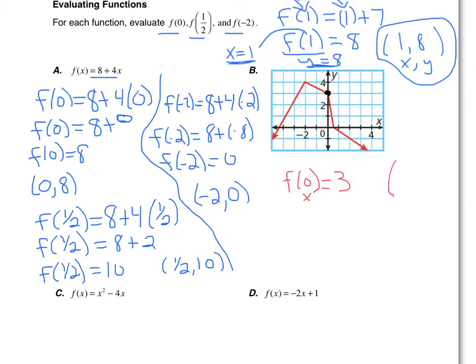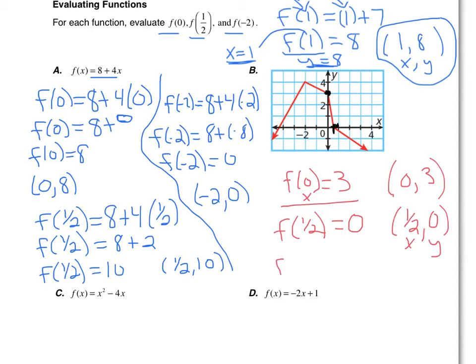That means that our input was 0 and our output was 3. So that's our ordered pair. This is what our answer is. So let's try f of 1/2 equals, so we're going to go over here to 1/2, which is right there, and it actually hits the red graph at 0. So in this case, f of 1/2 is 0. And that would mean my input was 1/2 and my output is 0. So this is my x and this is my y.